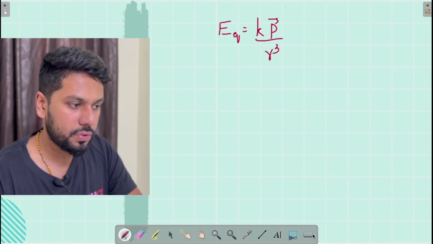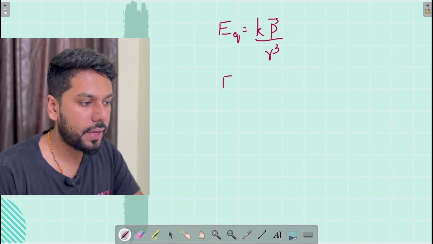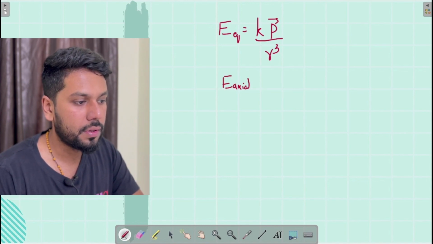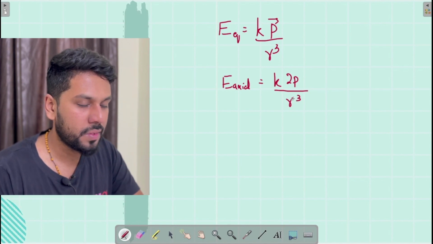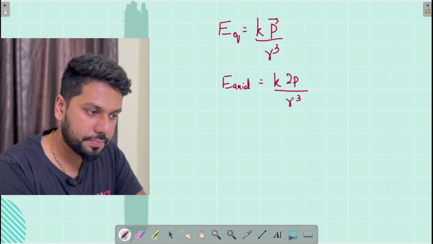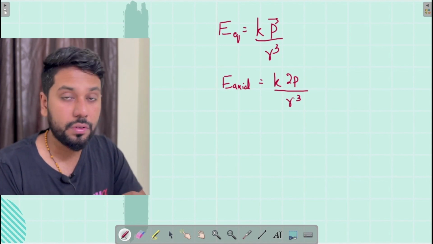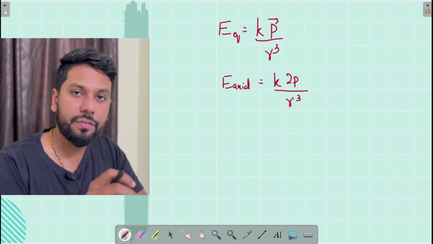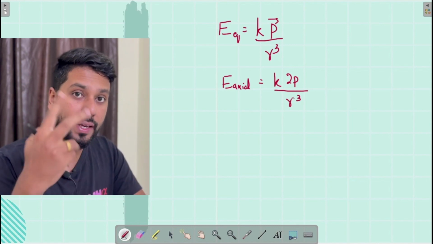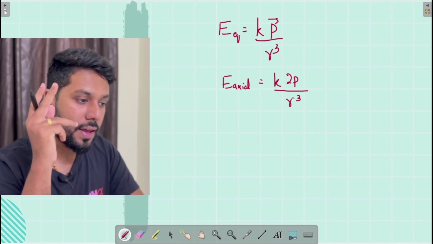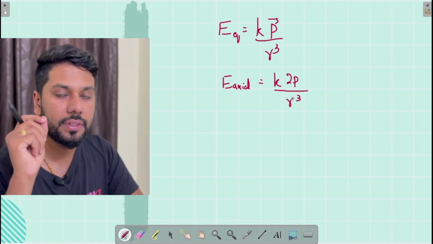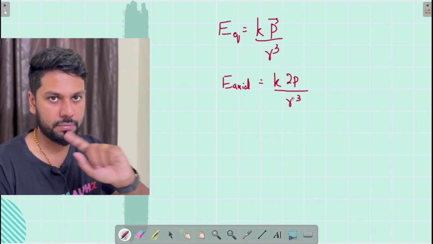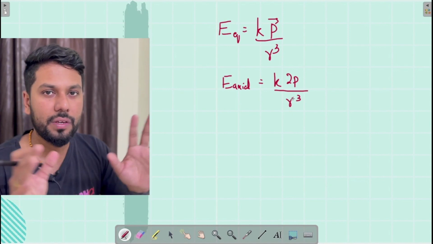Now students, you can also simultaneously see the electric field at axial point. The electric field at axial point is K 2P by R power 3. So what does it say? It says that for a dipole, the electric field at axial point is twice the electric field at equatorial point for a given distance. Remember, distance has to be same, r has to be same. If r changes, then this value will not be equal.